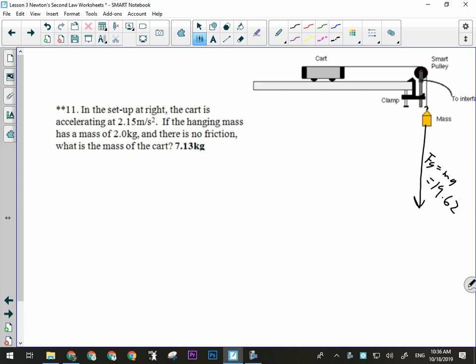Okay. They also tell us that the acceleration of the cart, and thus the whole system, is 2.15 meters per second squared. So, what does that allow me to calculate? Yeah, I can get the mass, because I know what the net force is. The net force is 19.62 newtons. There's no friction. The 19.62 newtons is the only force pulling the system. Okay, so I have F net, and I have the acceleration of the system. But when I find the mass, I'm finding the mass of the system.